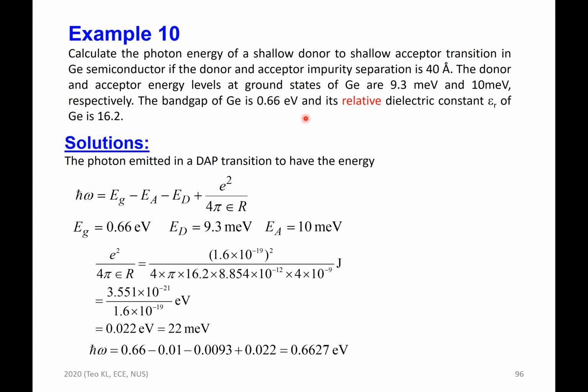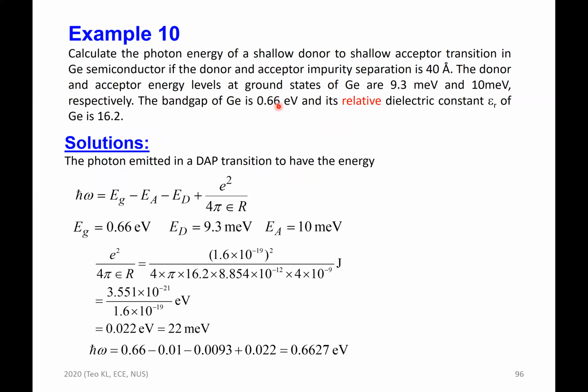Example: how to calculate the donor-acceptor pair transition. Let's say you want to calculate the transition energy from the shallow donor to the shallow acceptor in germanium. The donor and acceptor impurities are separated by 40 Angstrom, and the binding energies of the donor and the acceptor in the ground state are 9.3 meV and 10 meV respectively.